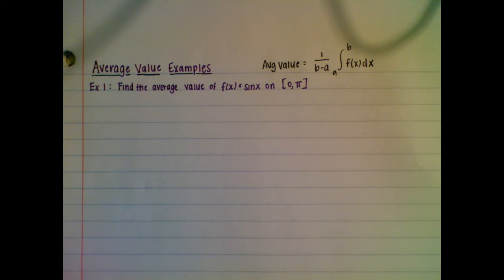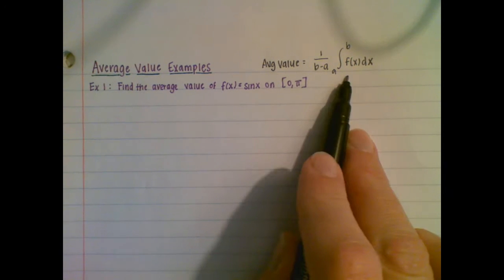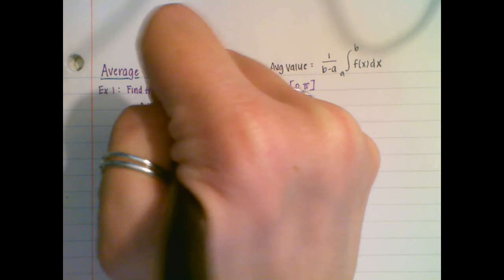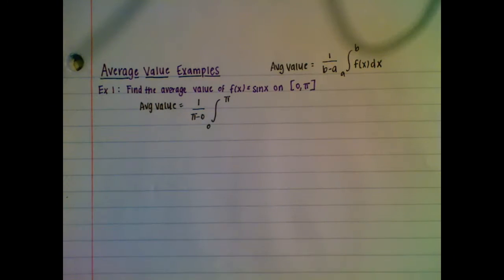So if we're looking for the average value of our function f of x is equal to sine of x, and we are looking over the interval from 0 to pi, I'm going to go ahead and set up my equation. And that's going to be 1 over pi minus 0 times the integral from 0 to pi of our f of x, which is going to be sine of x dx.